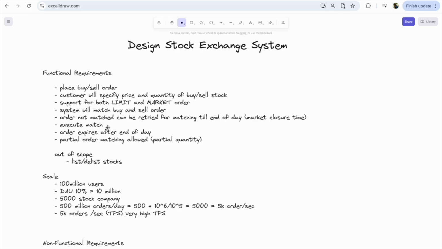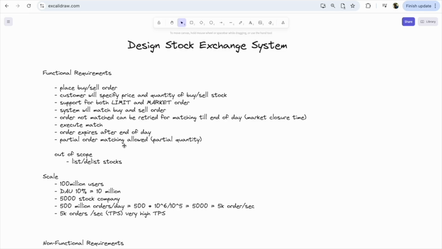Executing match. After the match is happening, after we are matching one buy and sell order, we have to execute the match. Here basically the payment and all are involved. Next, orders expire after the end of the day. There is this market closure time, right? After the closure time, whatever remaining orders we have, those have to expire.